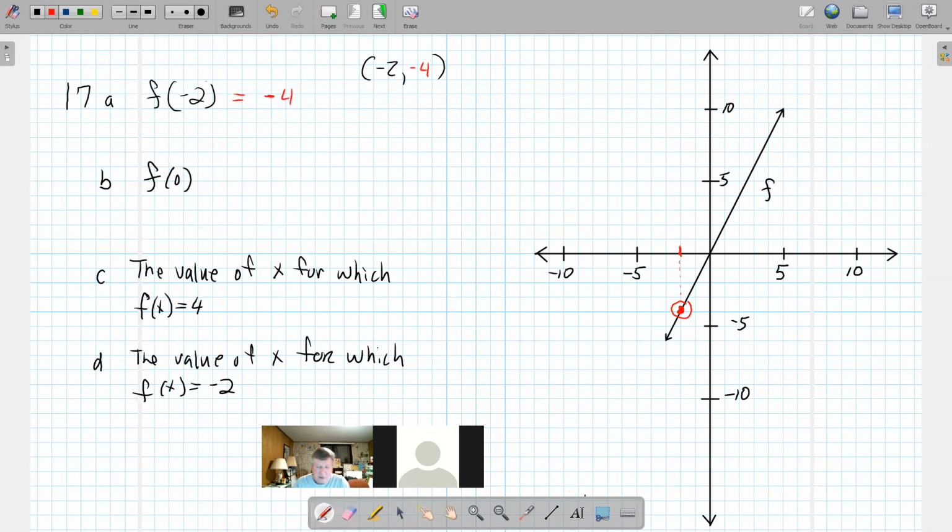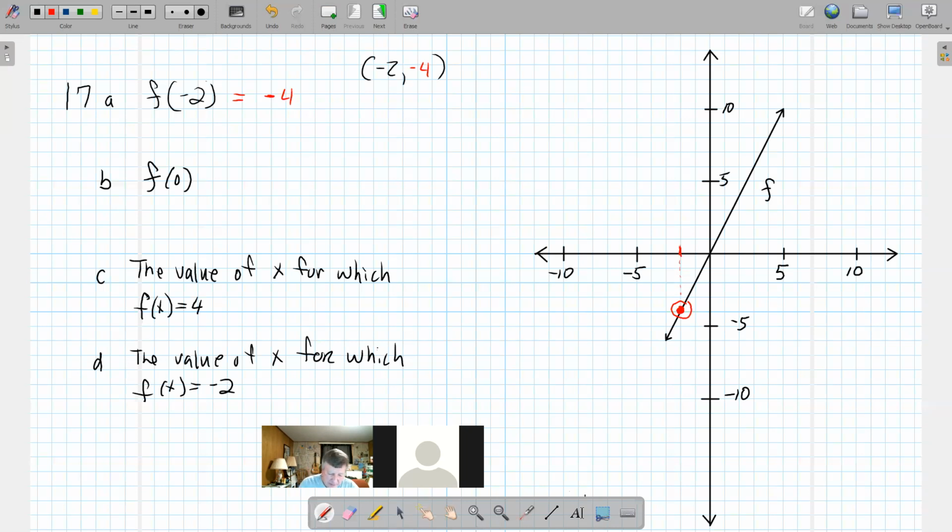Okay, so f of -2 is -4. That's the shorthand notation for saying, look at the graph, find out where x is -2 on the graph, what's the corresponding y value? So f of -2 equals -4. Any questions about that problem?